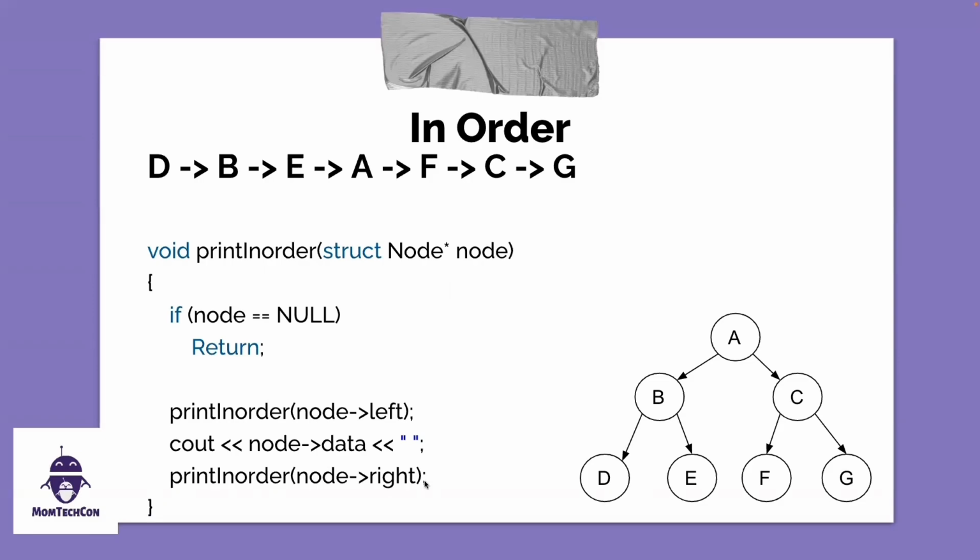For in order, we are recursively exploring the left side first. Then we look at the current node, and then we look at the right side nodes. As you can see in this example, we would have D, then B, E, A, then we'll go to F, C, and J.